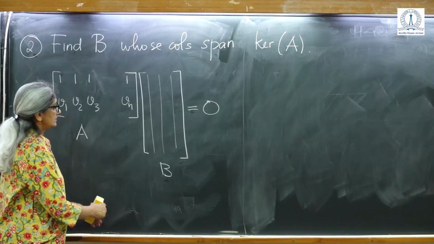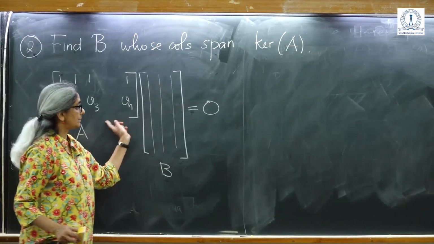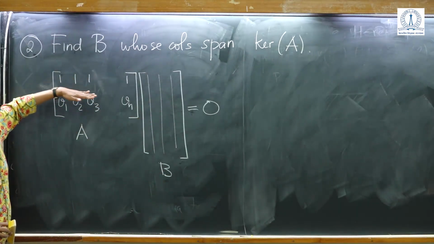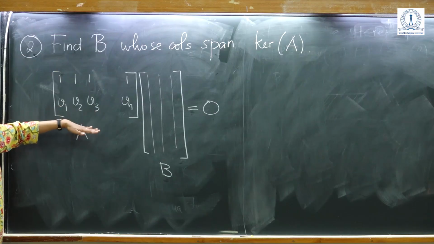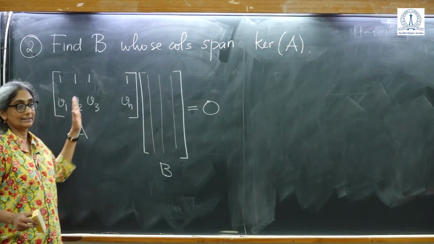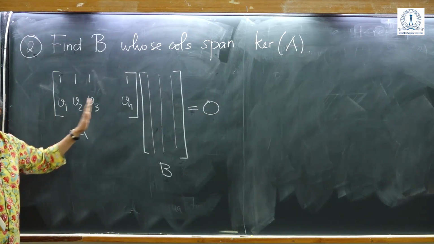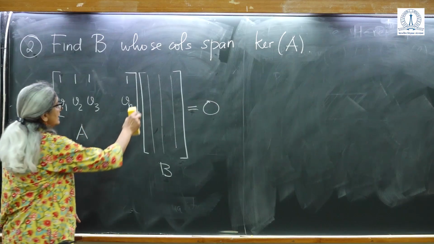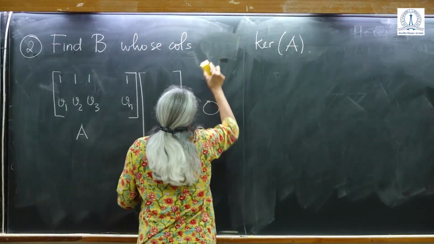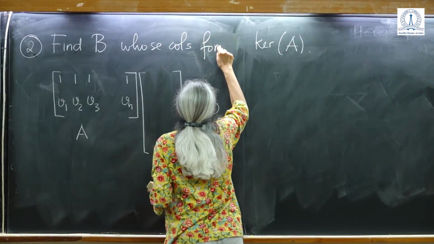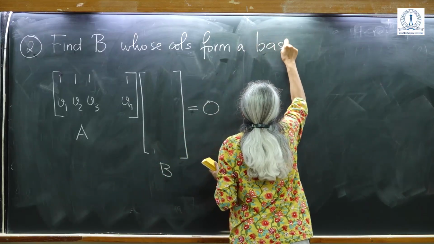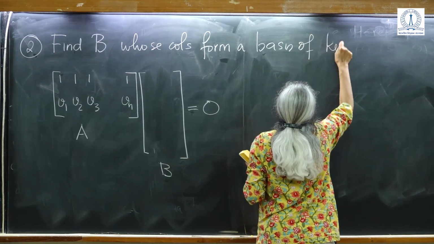Everybody agreed that if this product is equal to 0, then every column of the B matrix makes 0 inner product with every row of the A matrix. So the columns of B will lie in the kernel, in the null space of the A matrix. Is that okay? So I construct, and so what will be the size of this? I just want a basis, not span. Columns form a basis. So I don't want any extra stuff. I just want to form a basis of the kernel of A.